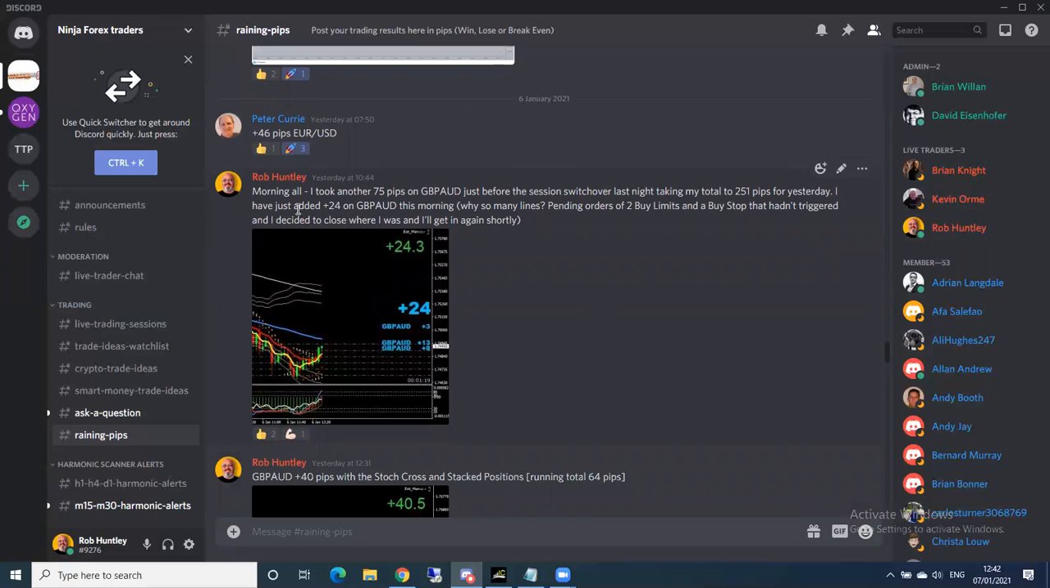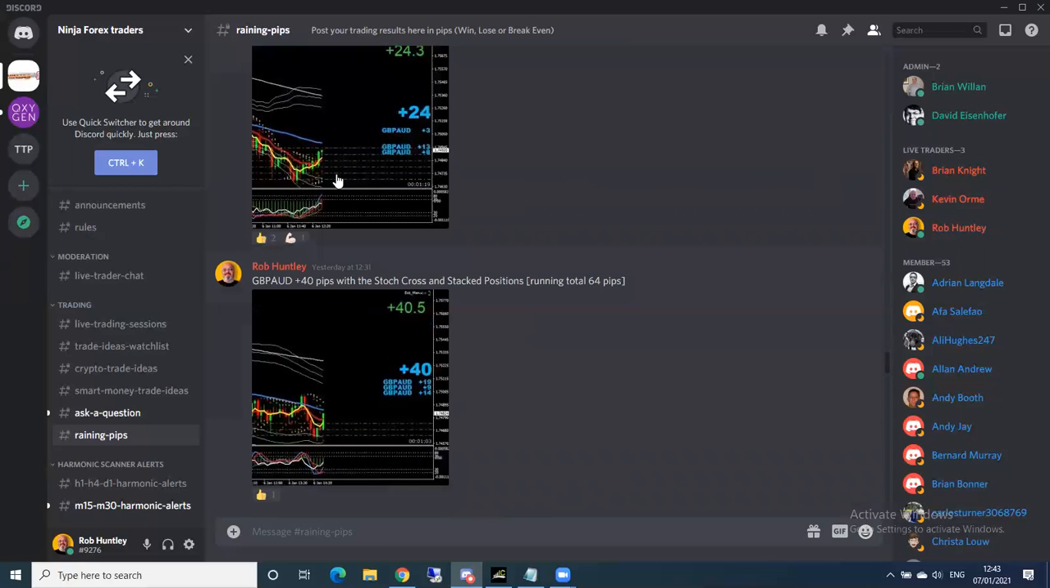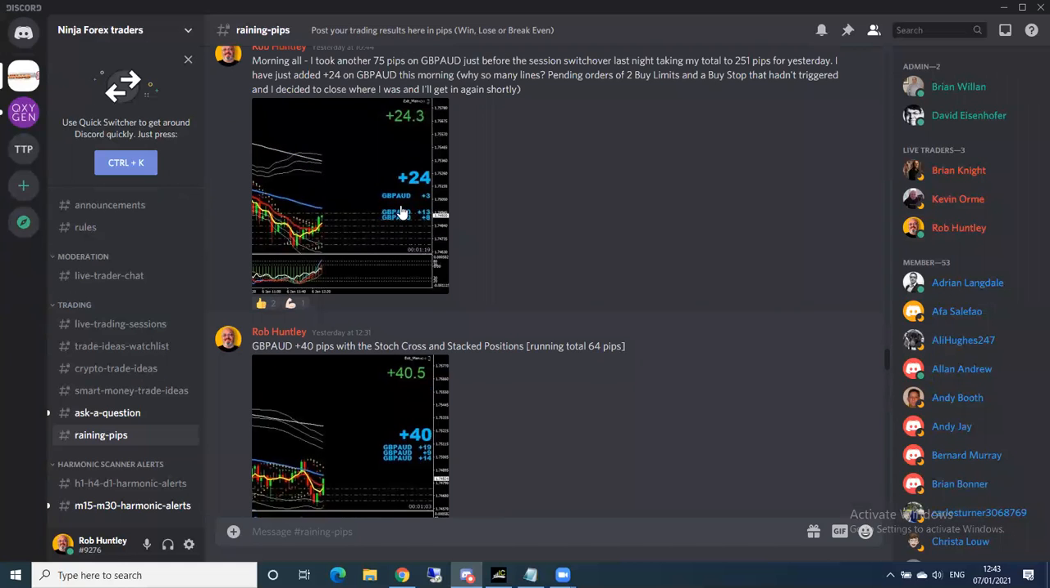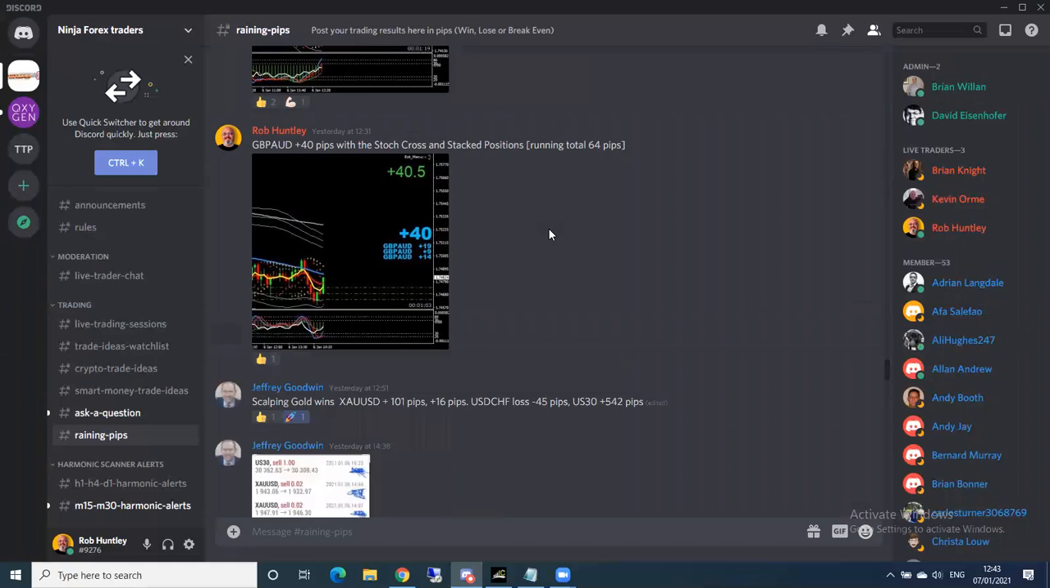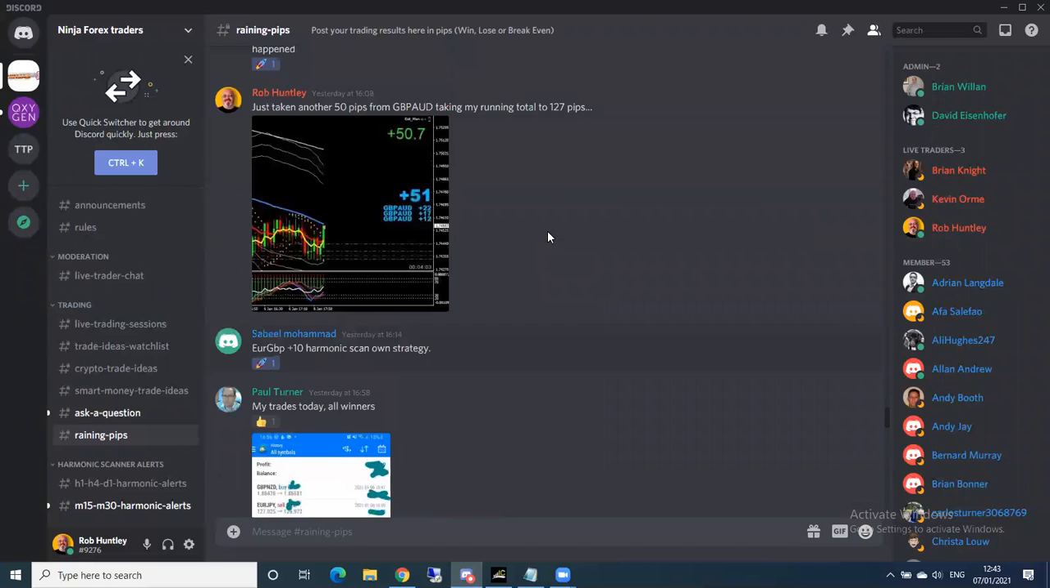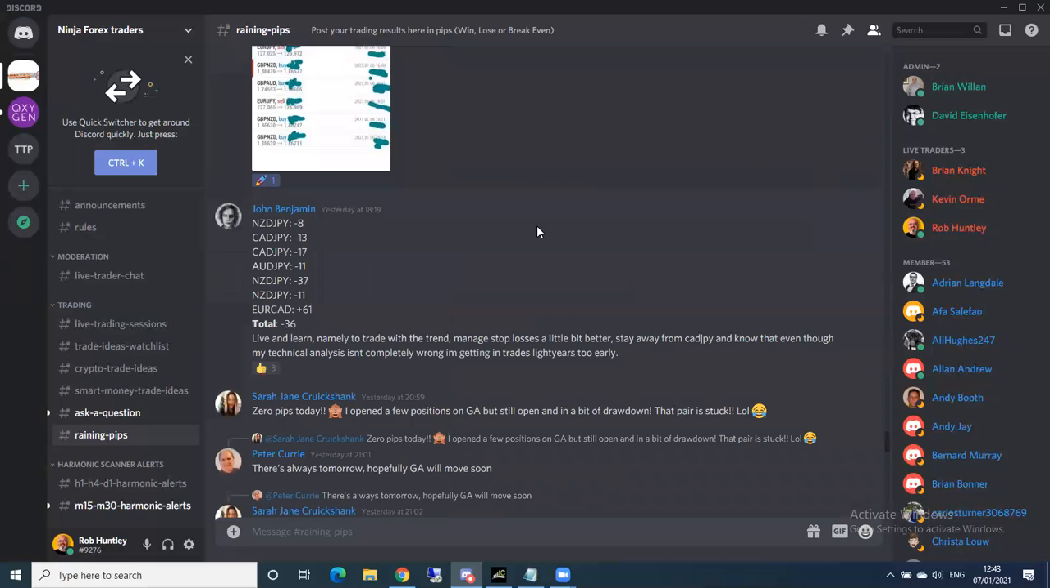And then what we've got here, 24 pips on pound yen. Why so many lines? Pending orders, 2 buy limits, and a buy stop that hadn't triggered. So yeah, there we go. Lots of lines there, but only actually 3 positions that were active. So I hope that helps. So we've got all of that where we're just posting our results.